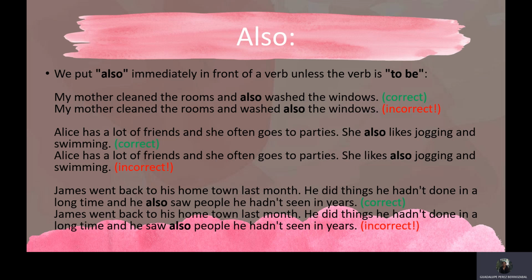Another example: James went back to his hometown last month. He did things he hadn't done in a long time, and he also saw people he hadn't seen in years. As you can see, the main verb is saw. For that reason, also is before the verb saw, and in the second sentence it is after saw. For that reason, the second sentence is not correct.